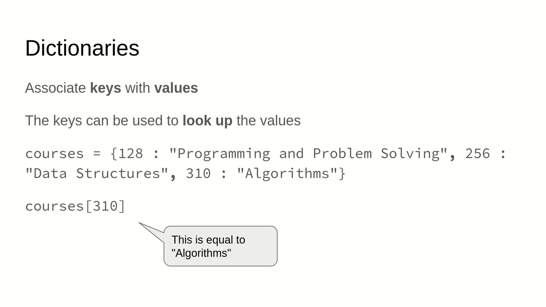So this line here that says courses equals and then has these curly braces, it defines an entire dictionary right there. It's a dictionary with 3 keys. The keys are 128, 256, and 310. You can tell that they're mapped with particular values because they have the colon between the key and the value. You'll notice also that the keys are integers and the values are strings. They can be of any type you want.